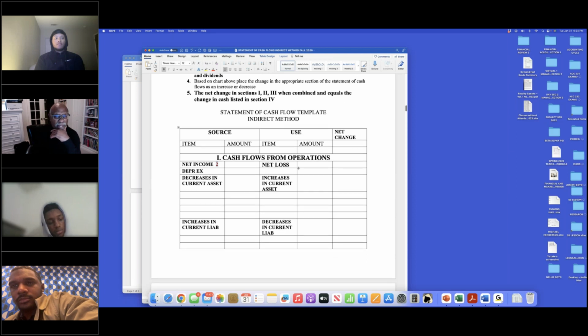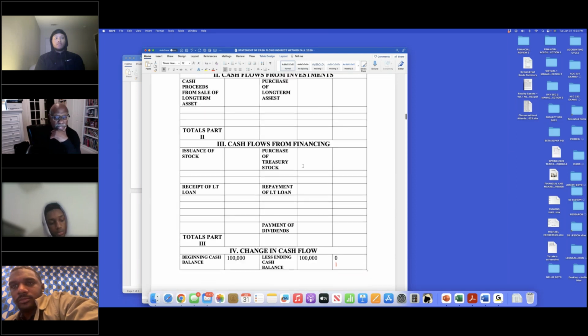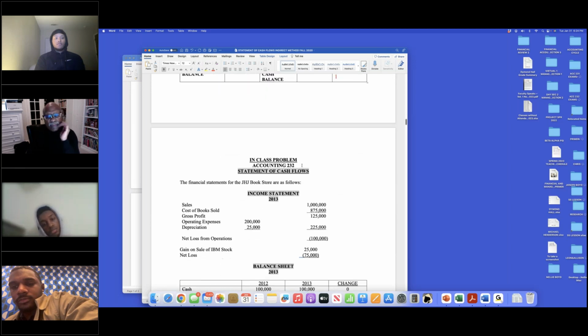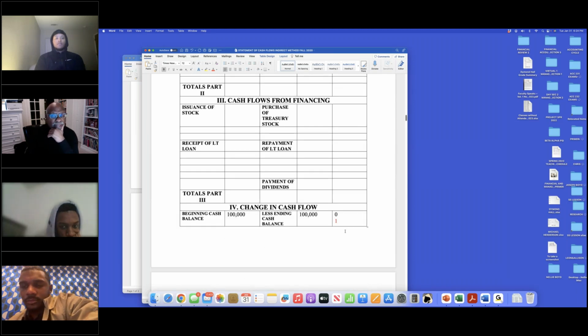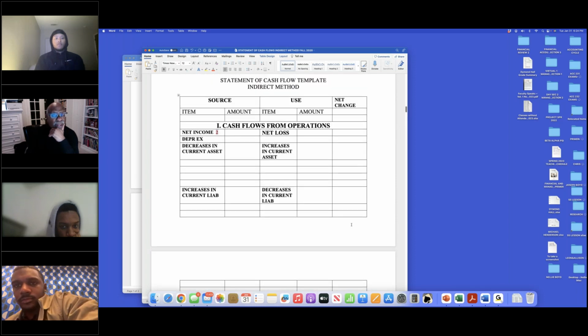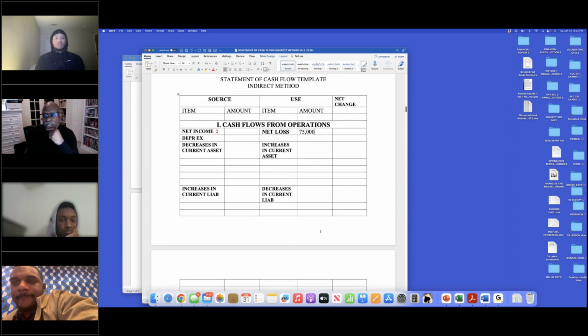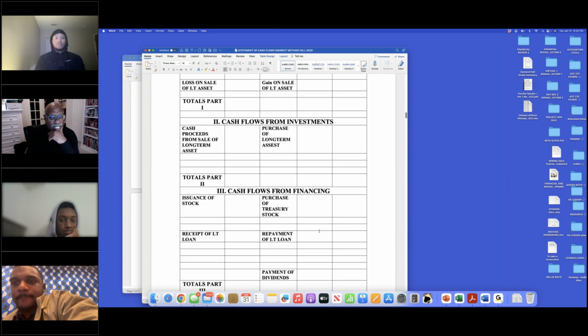So when we looked at this company, we went here and what was the situation? They had a net loss. So we go back to our template. If it was income, it would be over there. It would have been a source of cash. Since they lost money, it's a use of cash. So we're going to put 75,000 in. So now you've got two things done. Now you only have two more things to get done, and you can make a C on the test.